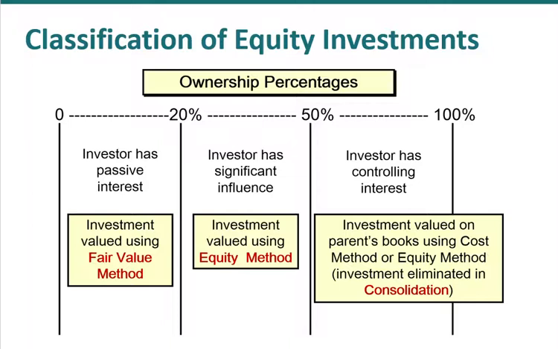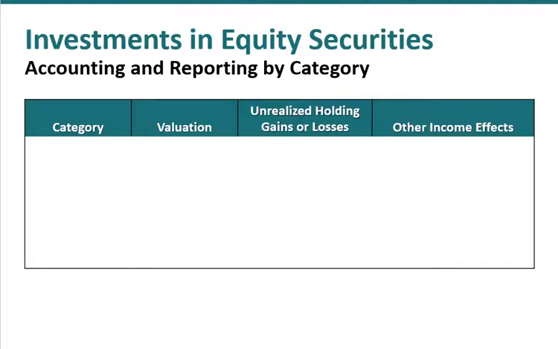So, less than 20%, passive interest, and we use the fair value method. Between 20 and 50%, we're assumed to have a significant influence, and we use the equity method. And above 50%, we're assumed to have a controlling interest, and we follow consolidation accounting. So let's go ahead and look at those categories one more time.